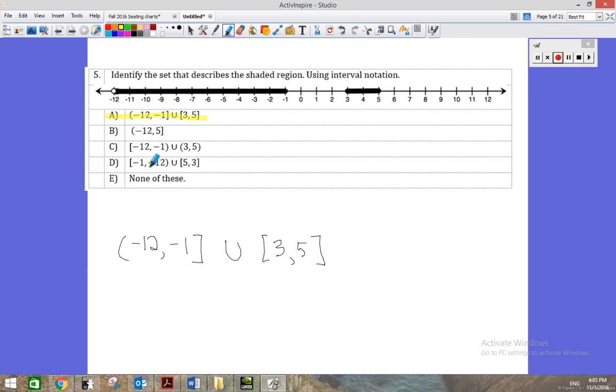No way would I ever choose D because -1 is not less than -12. It always goes a smaller number, comma, a larger number.